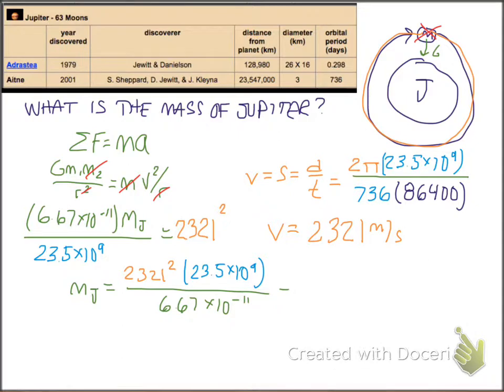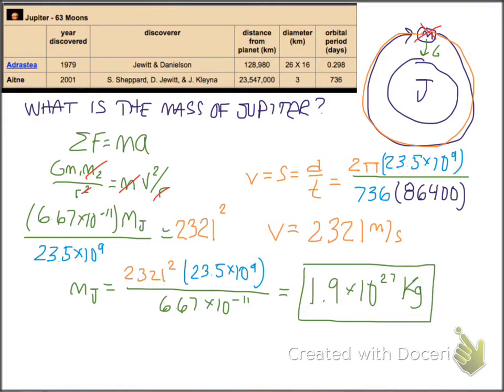When we type all this into our calculator, I would type in 2π times 23 EE9... 223.5 EE9, that's the 10 to the 9th, divided by 6.67 EE minus 11. And when you put all that into your calculator, you get 1.9 times 10 to the 27th kilograms.